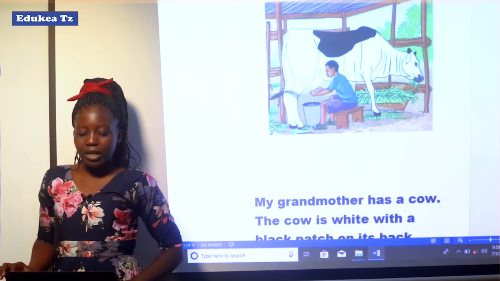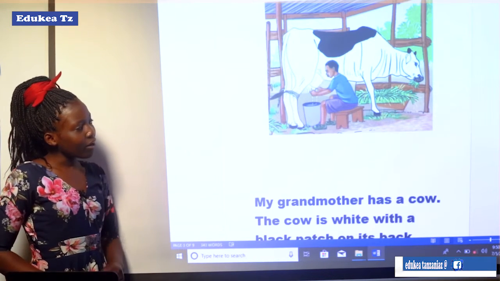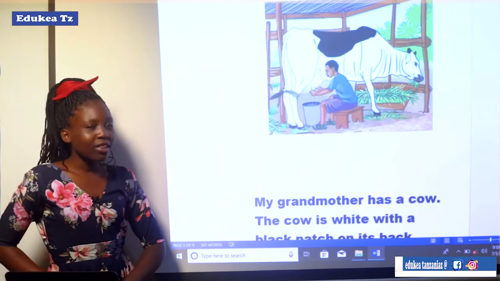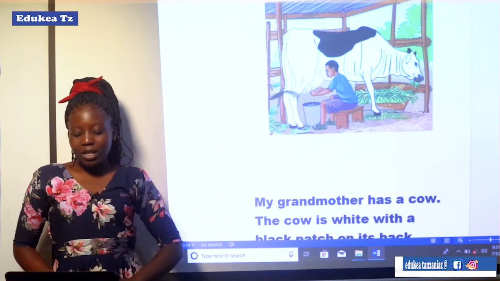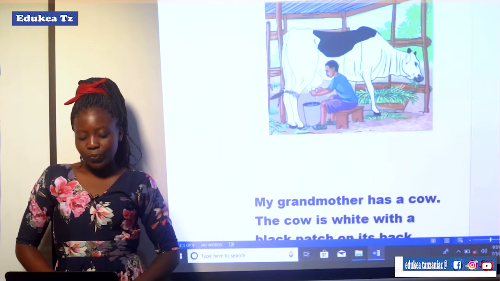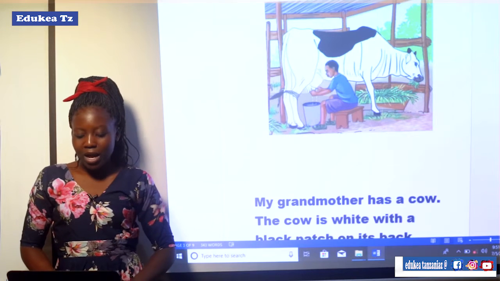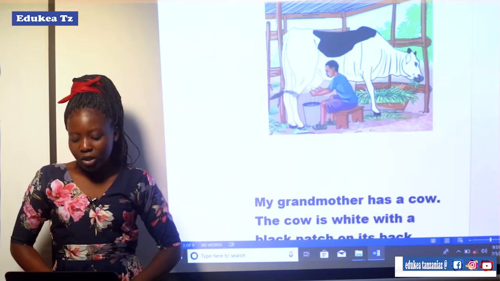As you can see in our picture here, we see a picture of a cow and a young man who is milking the cow. We start by saying, my grandmother has a cow. The cow is white with a black patch on its back.